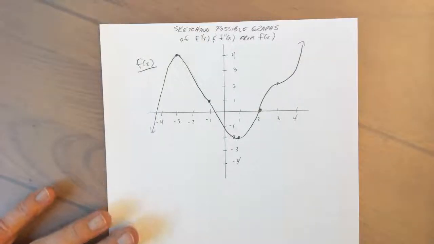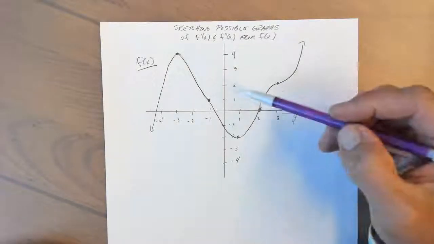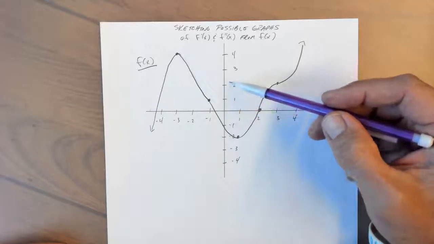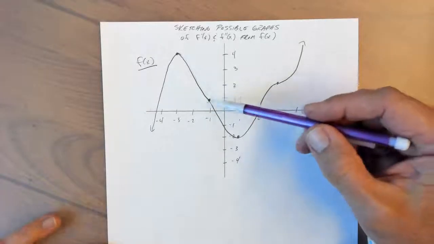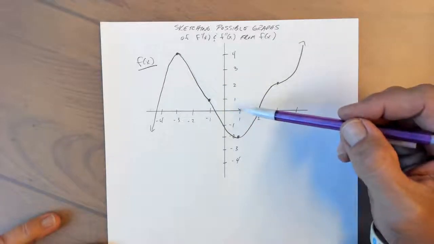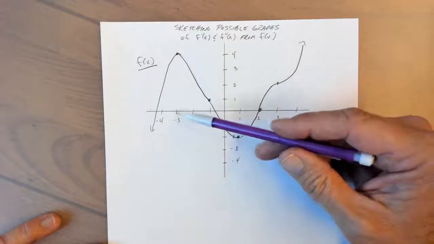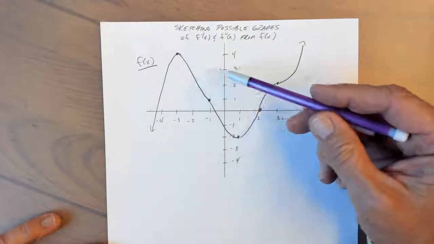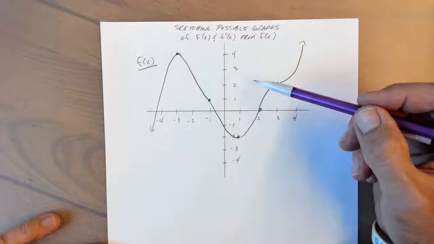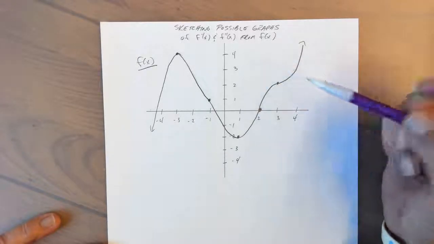Okay, this problem looks at sketching possible graphs of the first and second derivative from the graph of the function. So this is the graph of f of x, and we're going to look at where this graph is increasing, decreasing, and changes from increasing to decreasing and vice versa, as well as where the graph is concave up and down and where it changes. And that'll tell us how to graph the first and second derivative.